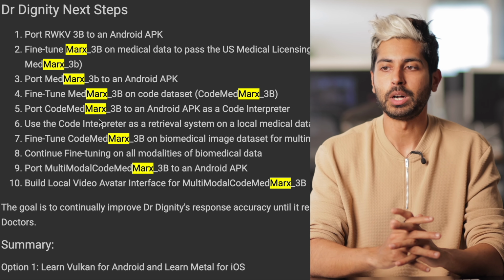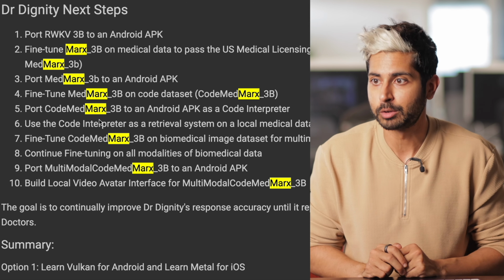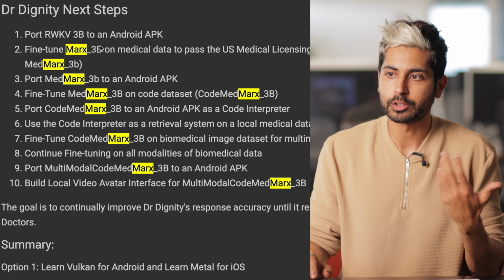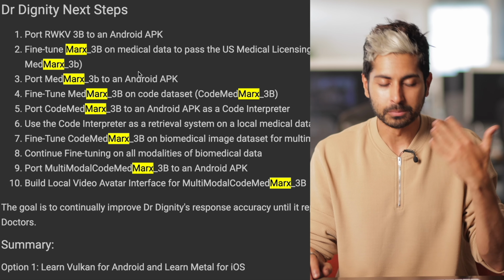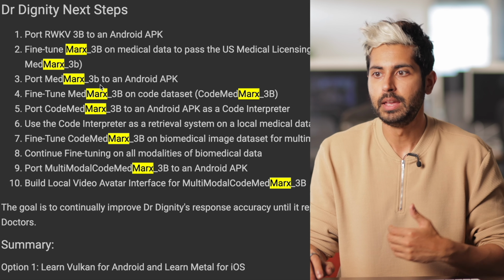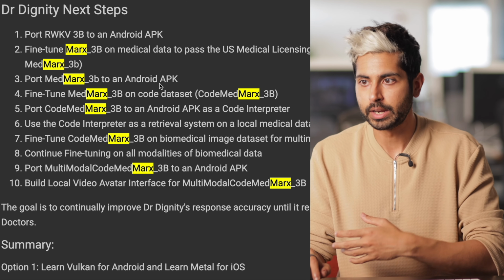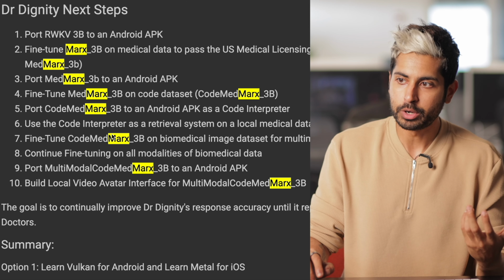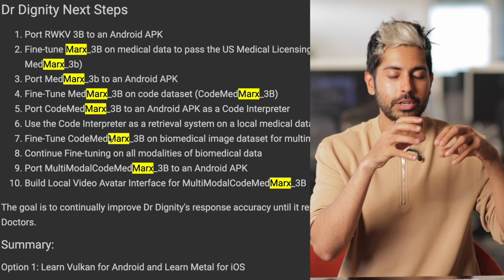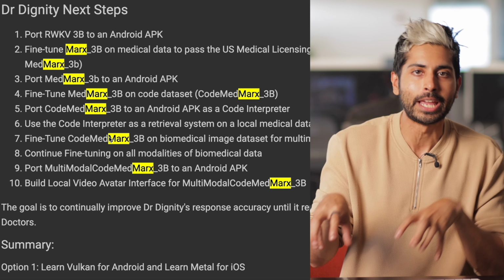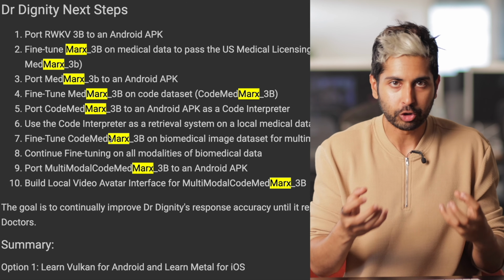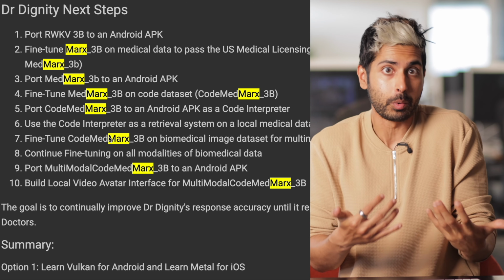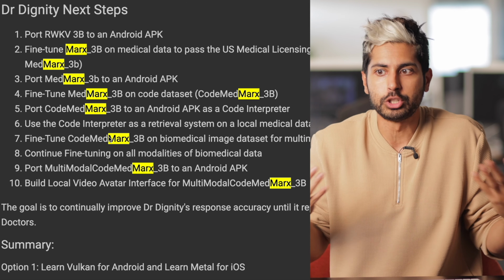And so how do we do that? Well, right now I've got RWKV 3 billion running, and I got to port it to an Android APK. Then I want to fine tune RWKV 3 billion on even more medical data to pass the medical licensing exam, and do the same for Android. Then I want to add code to it by fine tuning it on code, and use that as a code interpreter. And the code interpreter is going to create SQL and Python commands on a local database on medical research papers that I have saved locally to cite its sources whenever it gives you a response, which is what we want a medical LLM to do for us.